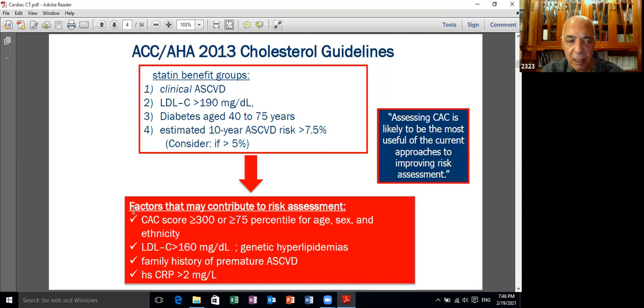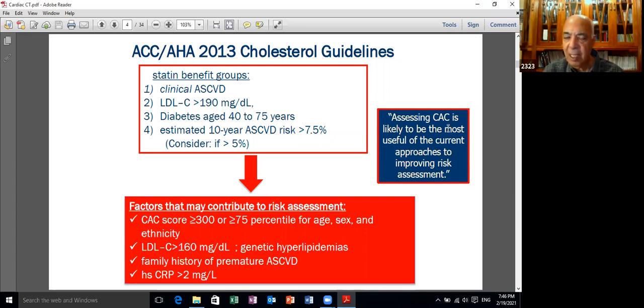So if you are in doubt of whether statin is indicated or not indicated in a particular patient, you go to the enhancers. If after going to the enhancers, you are still in doubt or the patient is refusing and you are engaged in a good conversation with the patient trying to convince him, then the third step is to go to the calcium scoring.